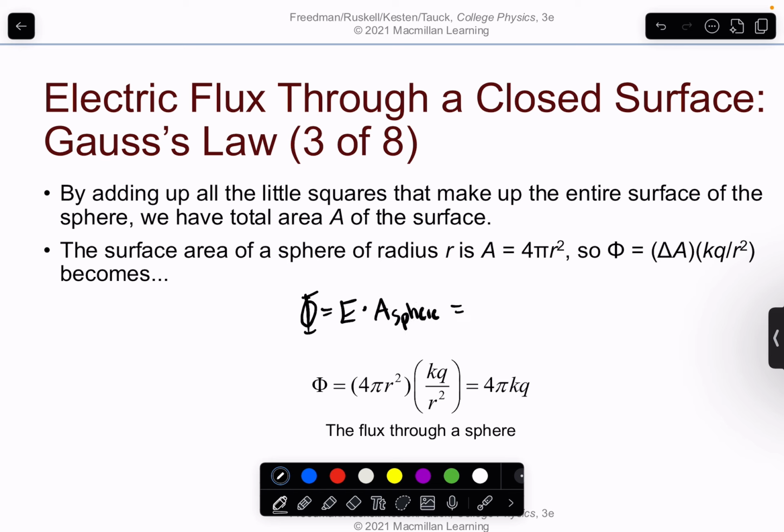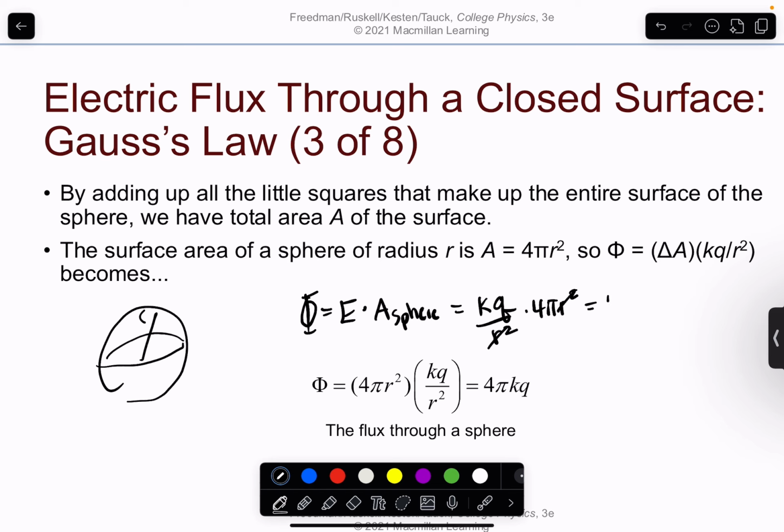The electric field we know is KQ over R squared. The area of a sphere is 4 pi R squared. And so now when you do some algebraic simplification, your final result for the flux is 4 pi KQ, okay, which is basically this right here.